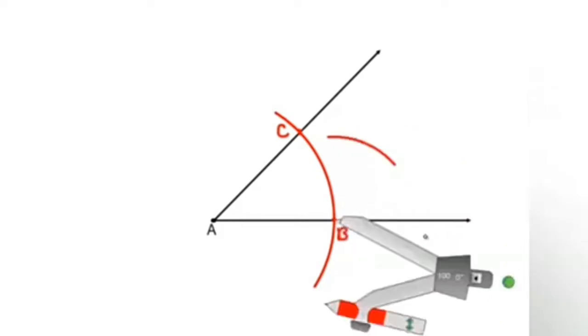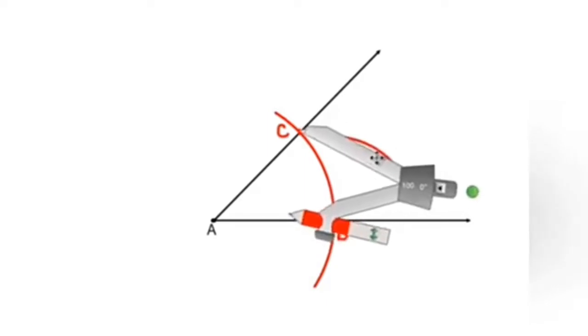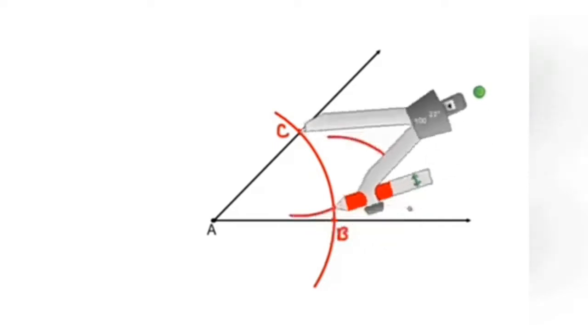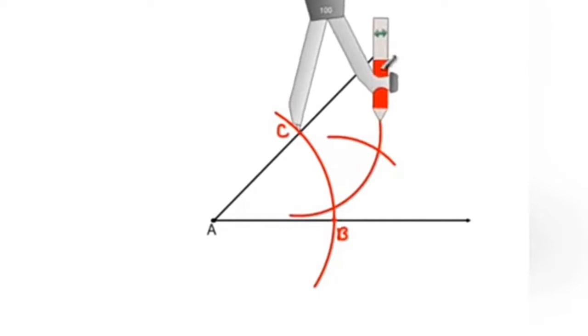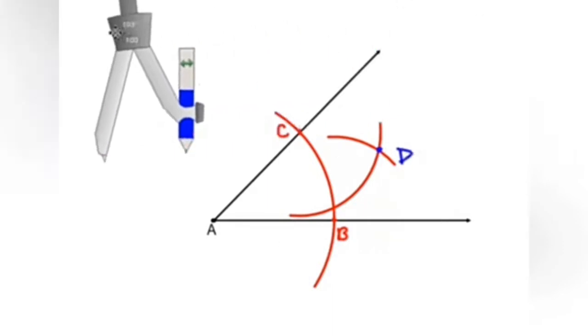Then you repeat the same process with the same radius. Do not expand your compass. With the same radius, you draw the same arc to cut through the first arc. Then you have that. Then now you can join the vertex A to the point of intersection of the two arcs, which you can label D. So join A to D.